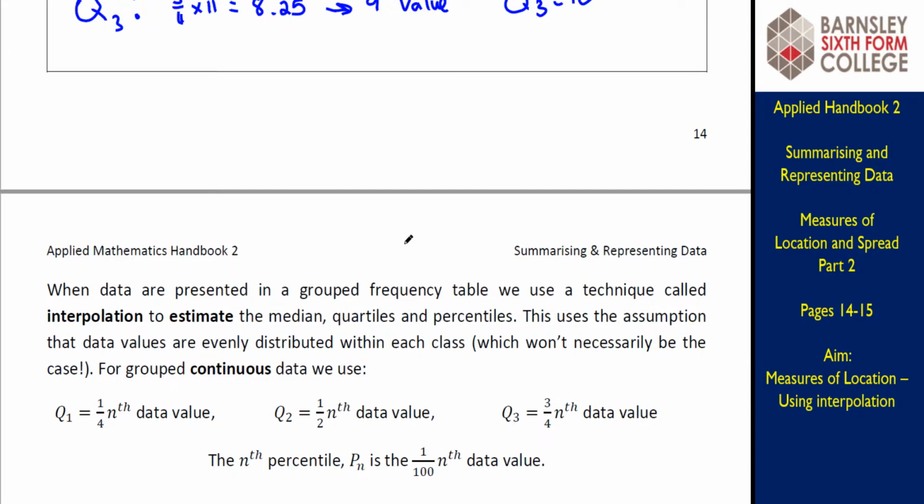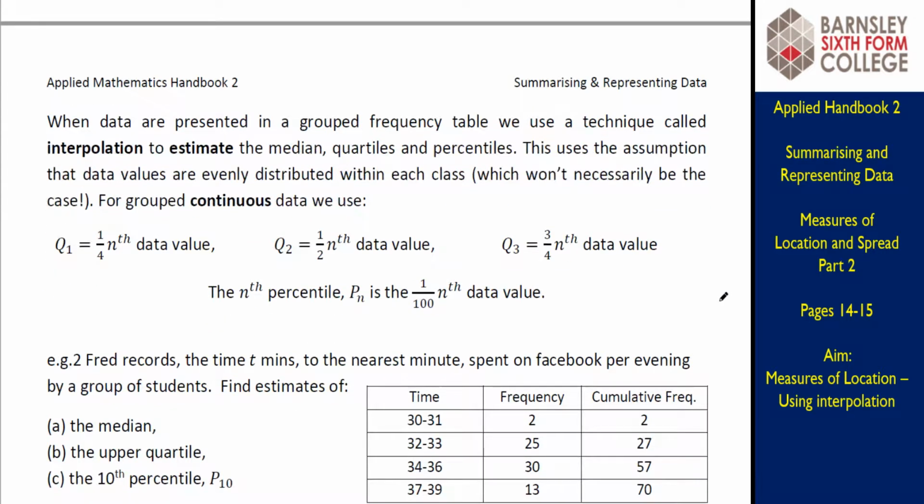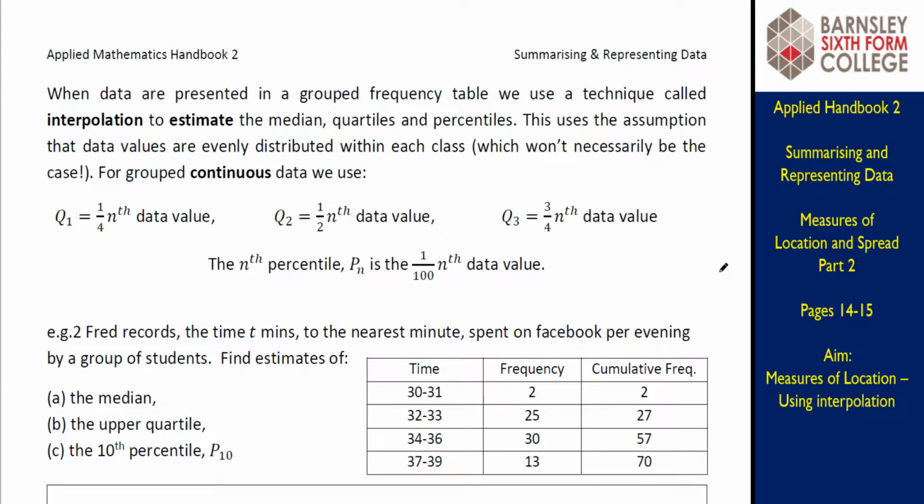There are different rules for different types of data, and we're going to move on to when we've got grouped continuous data. Slightly different rules. The reason it's slightly different is because we're going to be estimating, and usually we'll have quite a large amount of data.